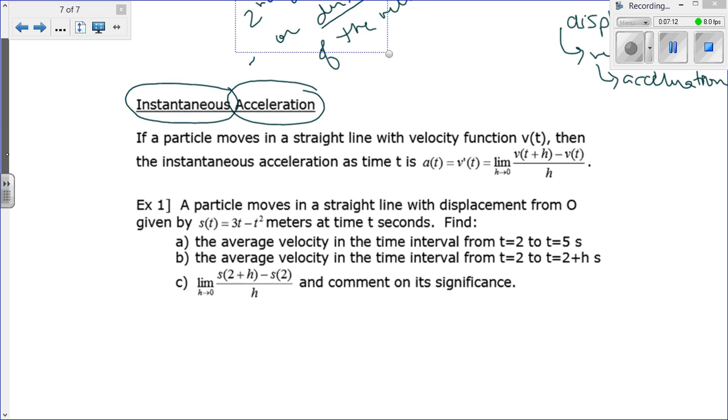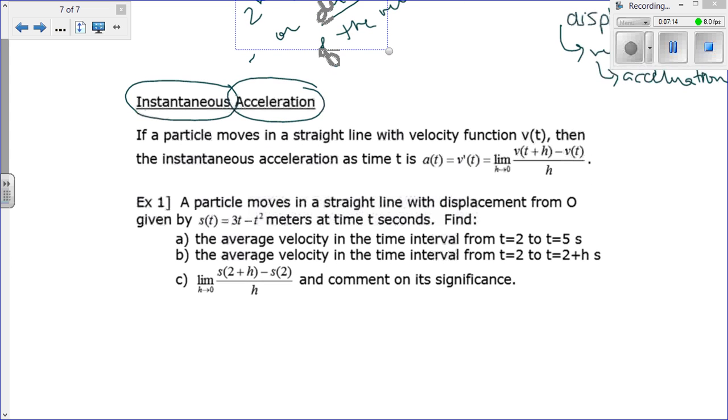So if a particle moves in a straight line with the velocity function v of t, then the instantaneous acceleration at time t is a of t equals v prime of t, which is the limit of v of t plus h minus v of t over h. So an example.